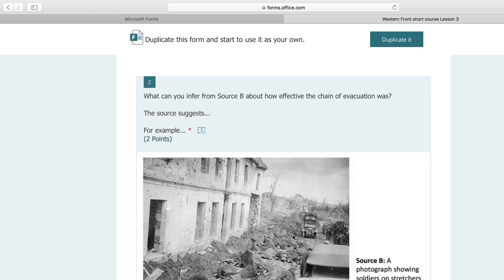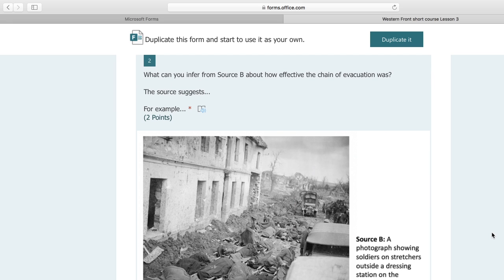Once you finish that, we're going to move on to our skills section of today, and you'll be looking at this image over here. Now, this source is a photograph showing soldiers on stretchers outside a dressing station. Now, straight away, when you have that information, stretchers outside a dressing station, what can you assume is happening? Obviously, every conclusion that you make, anything you assume, is an inference. We can make an inference that potentially they are waiting to be transported to casualty clearing stations.